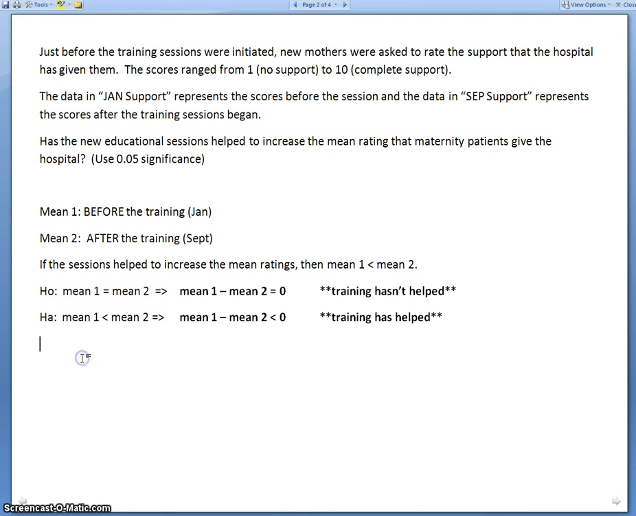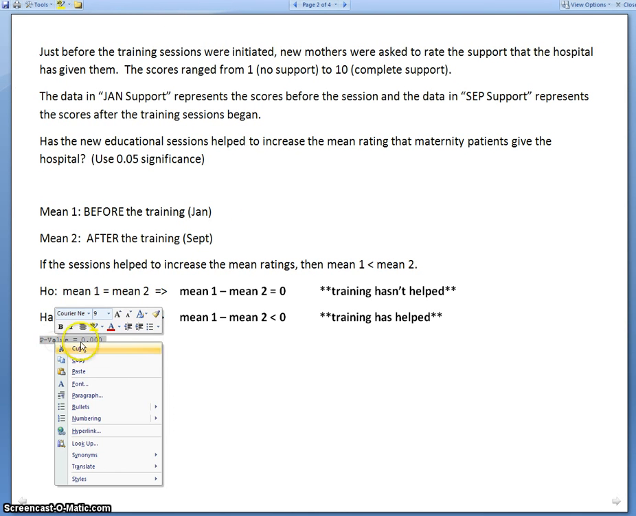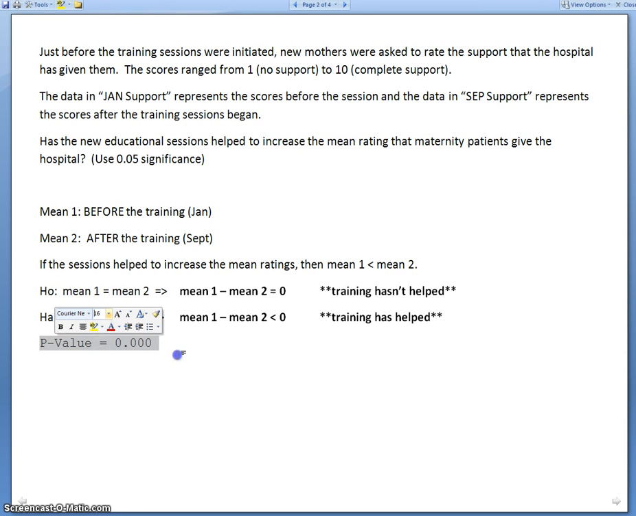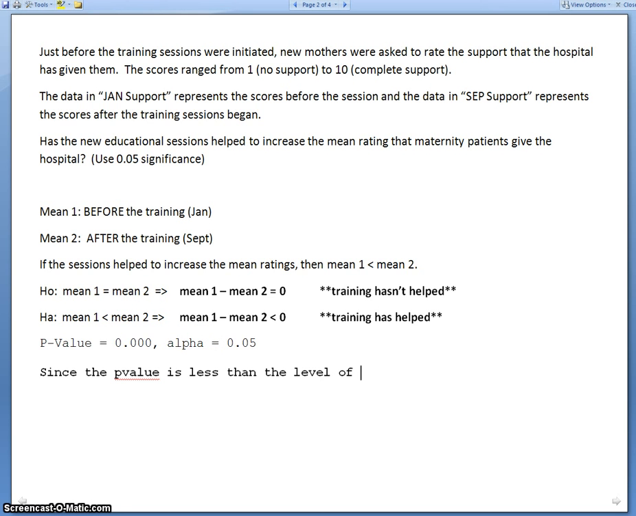So I'm going to copy this, and I'm going to paste this back into the problem. Maybe I'll make this a little larger. So our p-value is equal to essentially 0. Our alpha level, our level of significance, if we go back up here, is 0.05. So the first thing I want to do is to make a claim just based on the null and the alternative hypothesis. The p-value is less than the level of significance.